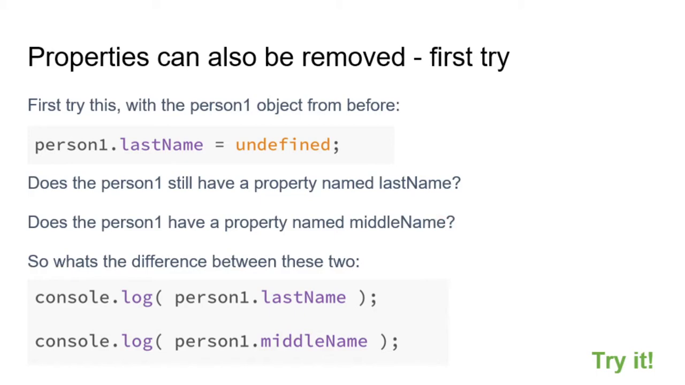So what would be the difference between these two console logs if you console log the last name and console log the middle name? Middle name has not been created and last name has been set to undefined. Try this out. You just need to add these 3 lines to your existing code at the bottom. See what happens and then come back. I'll wait.